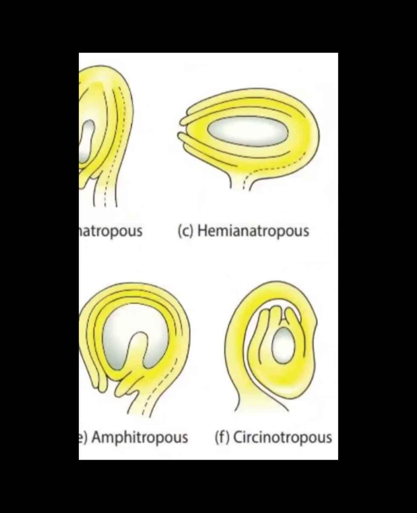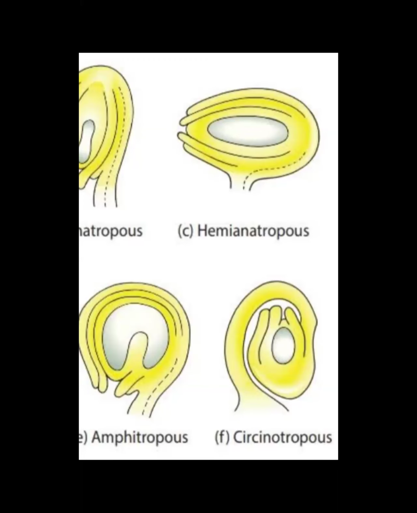In this type of ovule, the funicle is very long and it coils like a watch spring. See here, circino means watch spring like round. That is the coils. It coils like a watch spring around the body of the ovule. Examples: Plumbaginaceae and Cactaceae. Okay, Plumbaginaceae and Cactaceae.